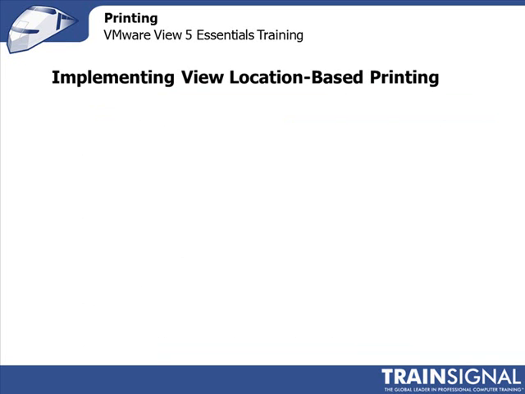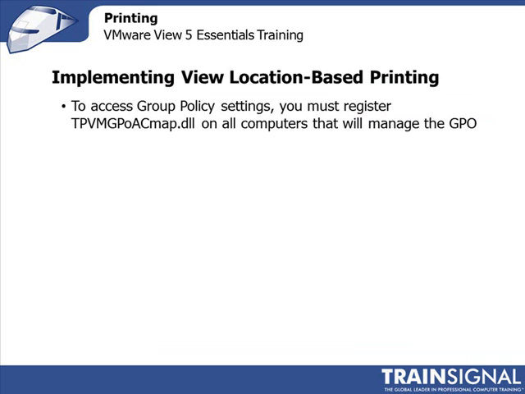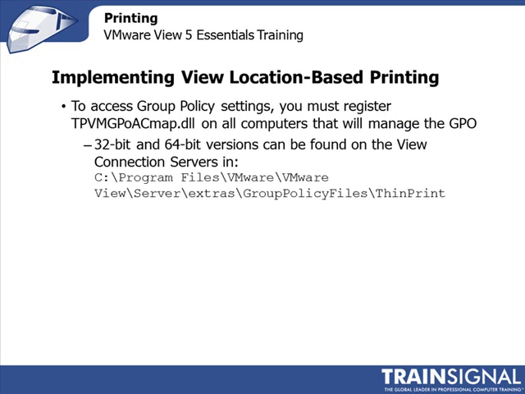So now let's go through the steps that you need to do in order to get View location-based printing to work. As I mentioned before, all the group policy settings are defined in a DLL that needs to be registered. This DLL is the TP-VM-GP-OAC map.dll. There are 32 and 64-bit versions of this DLL, and they can be found on your View Connection server in the Program Files of VMware, VMware View, Server, Extras, Group Policy Files, Thin Print directory.